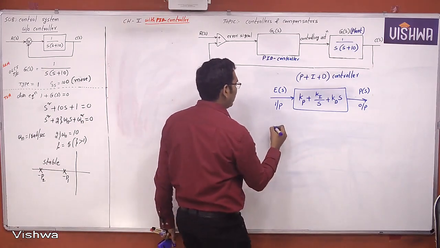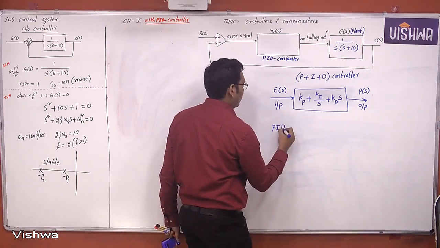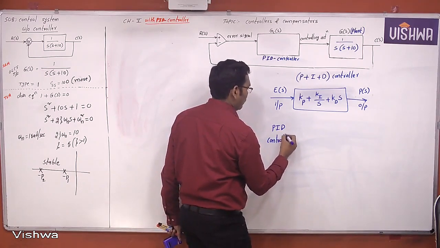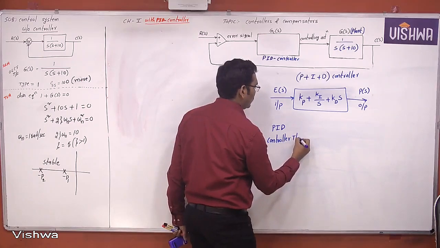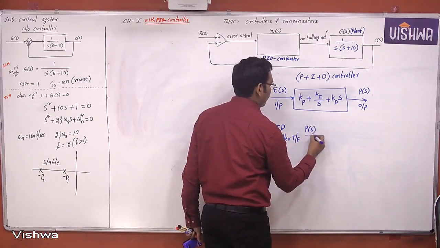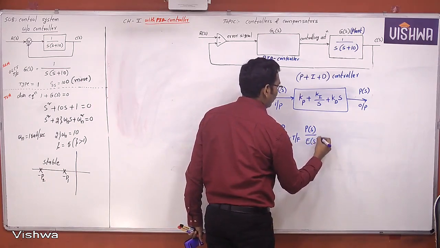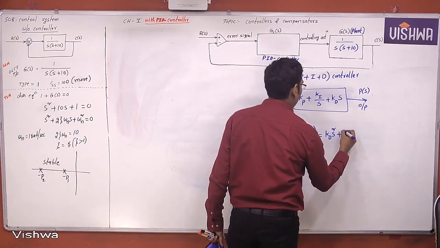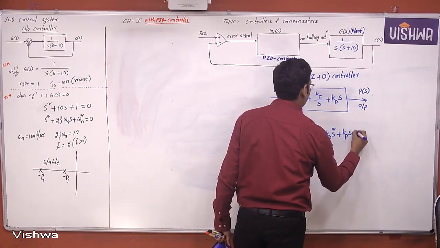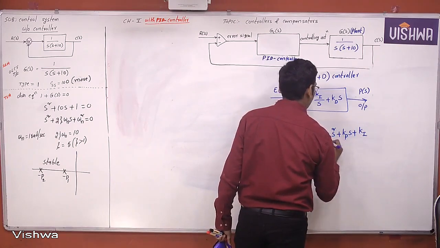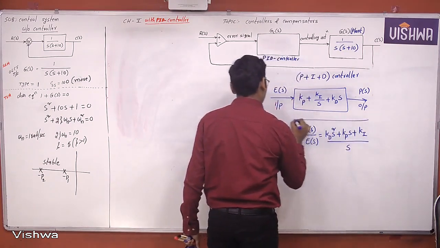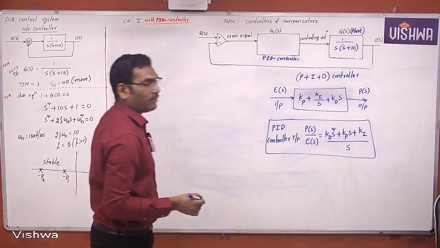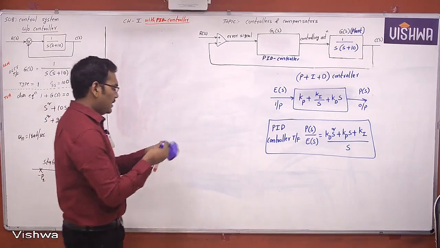Now what is the PID control transfer function? The PID controller transfer function is the Laplace transformation of output by Laplace transformation of input, which is equal to Kd into S square plus Kp into S plus Ki by S. This is the PID controller transfer function.